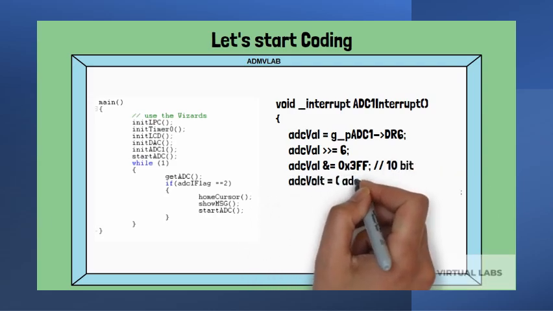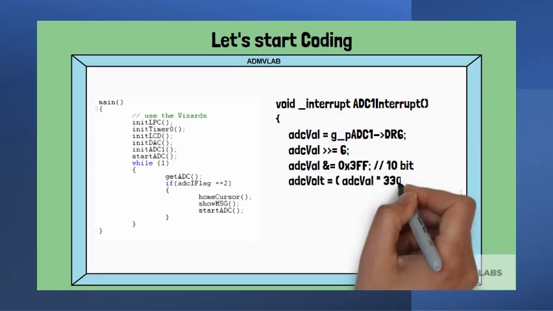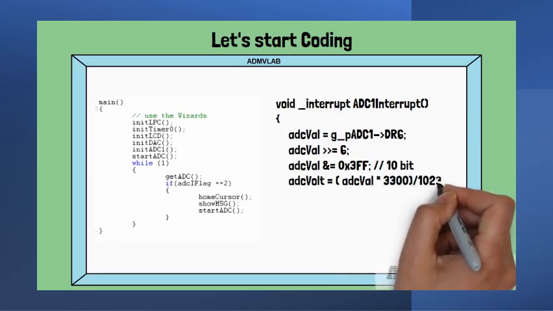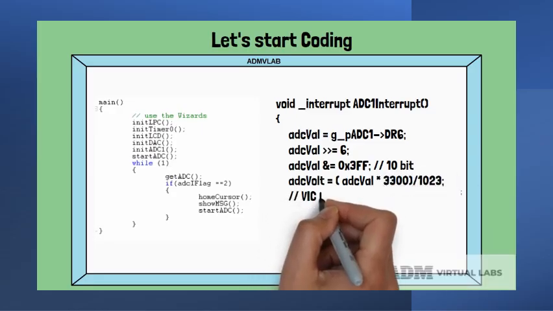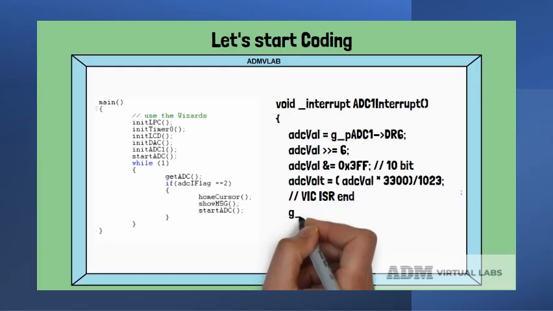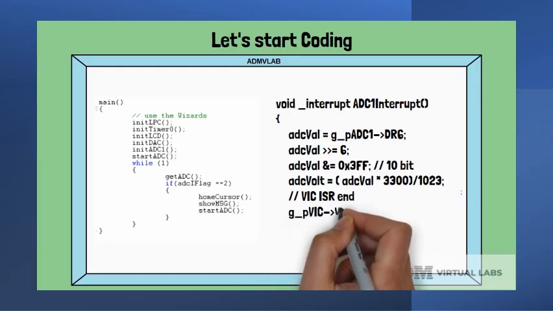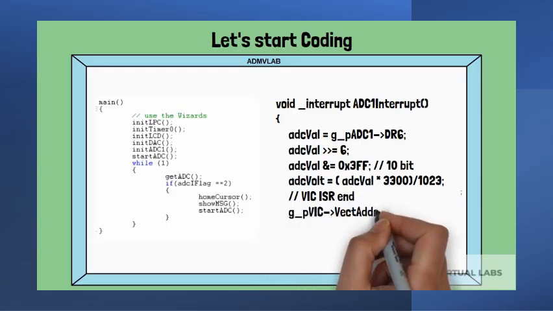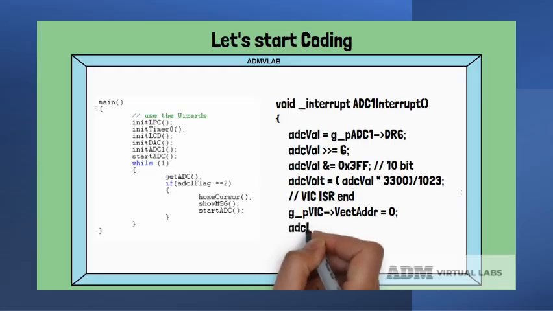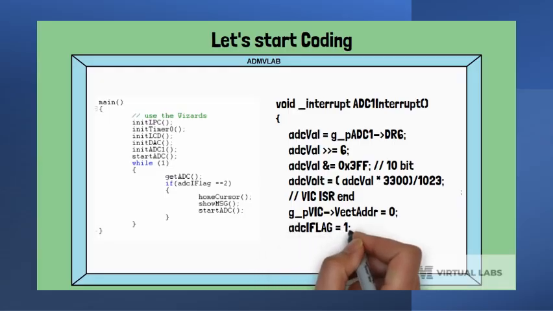As the reference voltage is 3.3 volts, we have a resolution of 3.3 millivolts. We clear ADC1 interrupt flag and do a dummy VIC write to signal end of ADC ISR. The ADC interrupt flag variable is set to 1.